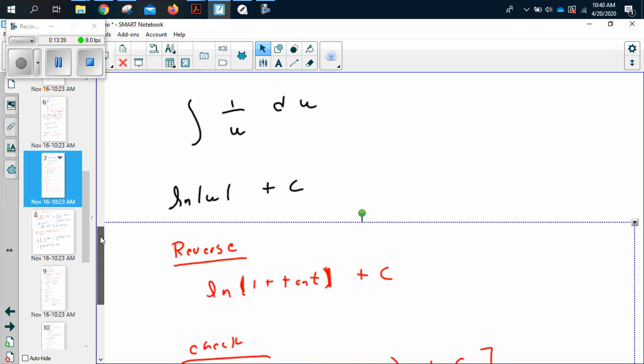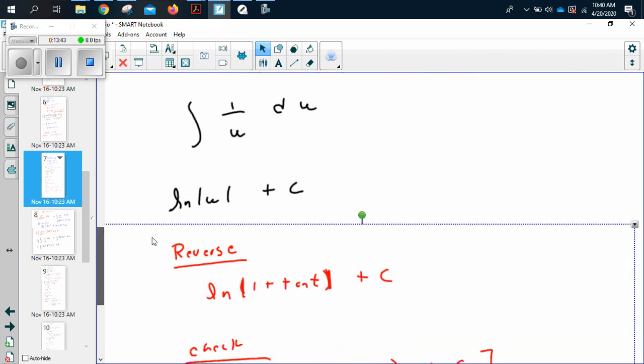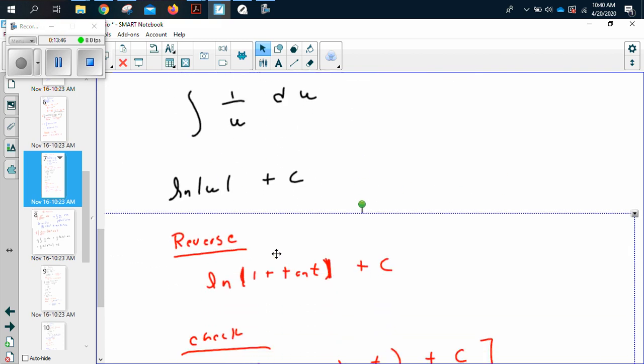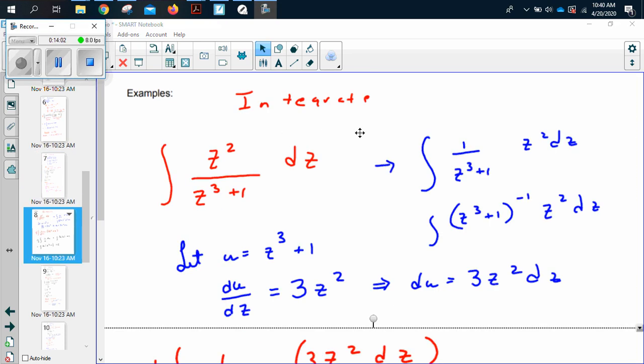And then I need to reverse the substitution. So u is 1 plus tangent t. So I reverse it. And then you could go and check it. If you do the derivative of this, it's going to be 1 over 1 plus tangent t times the derivative of the inside, so times the secant squared t, which is the same thing as what we started with. This is kind of another classic integration substitution problem.